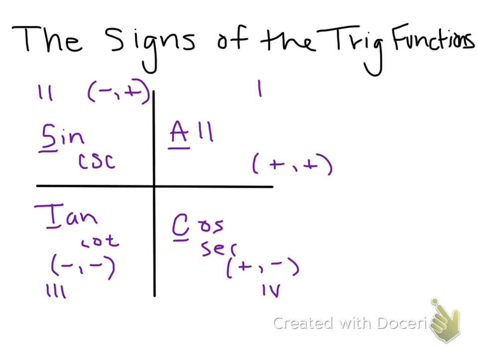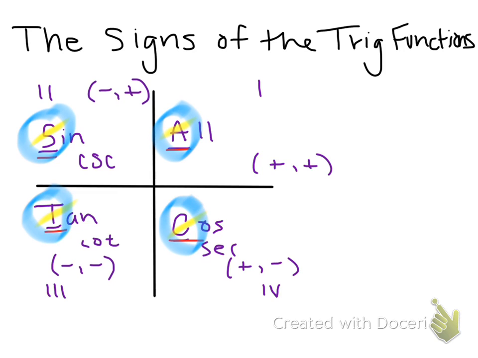The one I learned growing up was A Smart Trig Class. I have also heard All Students Take Calc. And then one that my students came up with a couple years ago is All Surfers Tan Constantly. So there you go. You have 3 different mnemonics to help you remember, or you just simply memorize it, or you go back to the coordinates. Those are just some hints to help you remember.